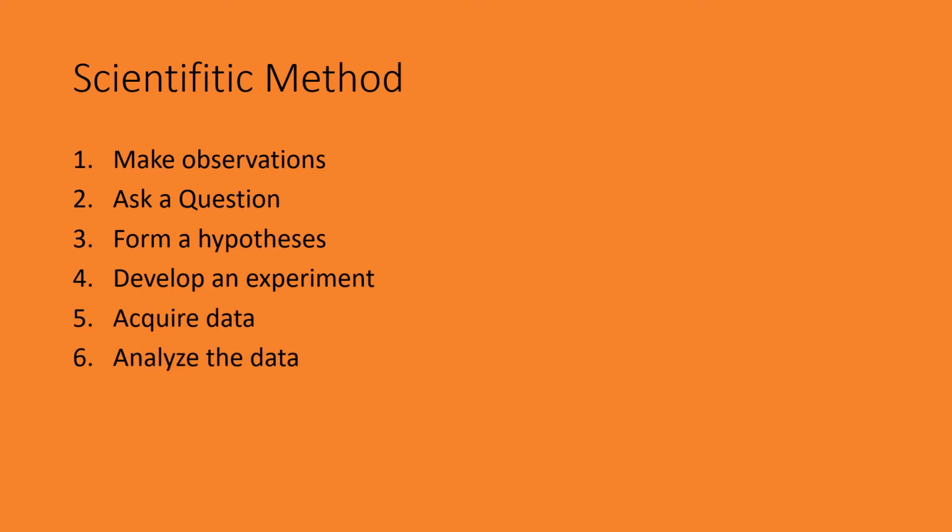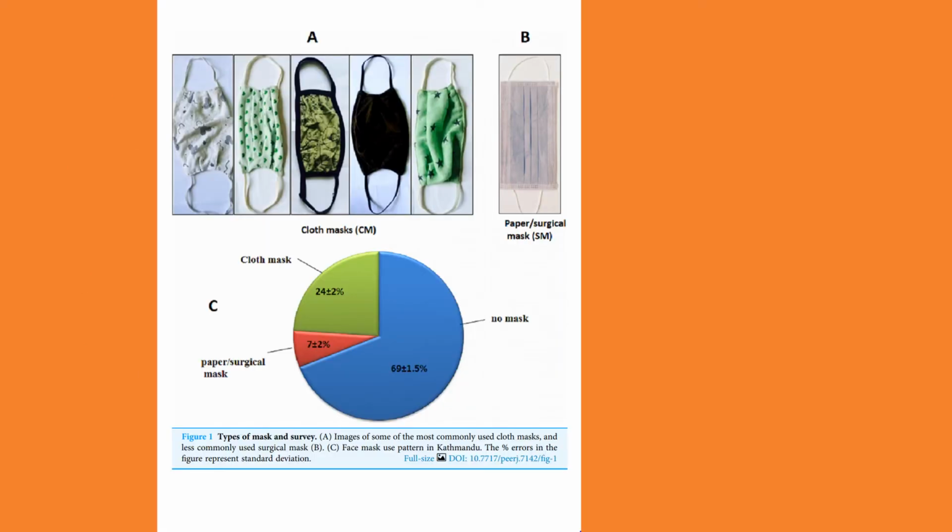So the next 2 steps are to acquire data and analyze data, with the last step being to form conclusions. So with that in mind, I would like to go ahead and continue going through the results. In figure 1, we are shown which cloth mask they use, seen in A. B is a surgical mask, or what they also call a paper mask. And C is the results of the first method of a survey that they use.